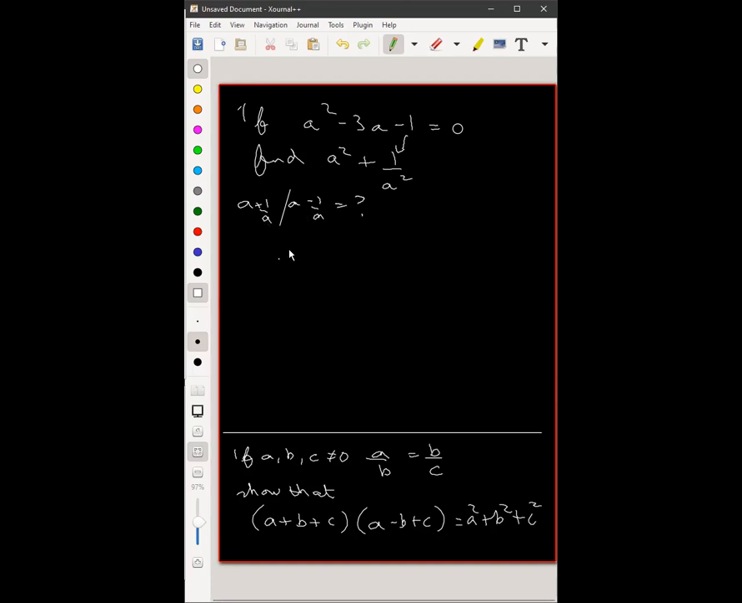We are given that a squared minus 3a minus 1 is equal to 0. Whatever is given, with this only I can arrive here. Yes or no? Can you figure out any way in which we can use this information to get either a plus 1 upon a or a minus 1 upon a? What if we do this, Sarah? Now you figured it out. What do we do now?